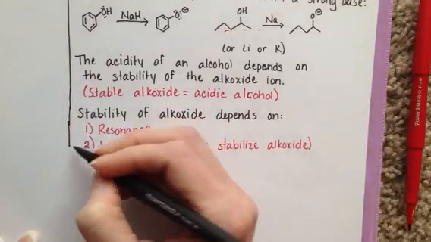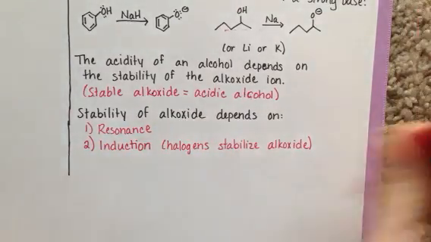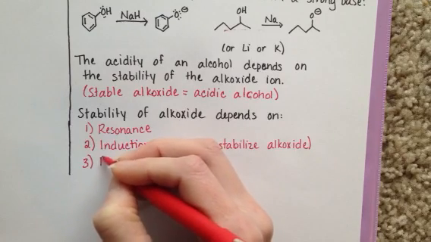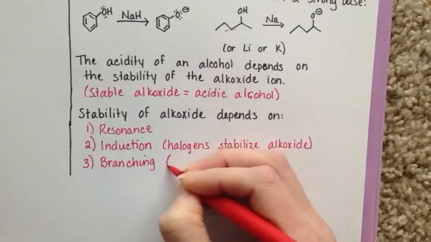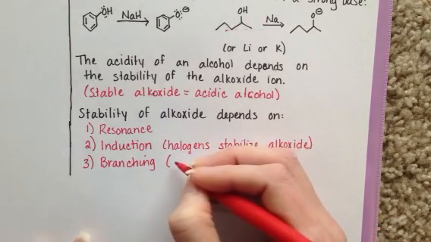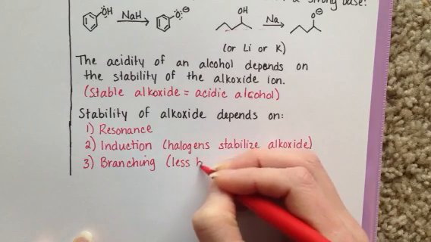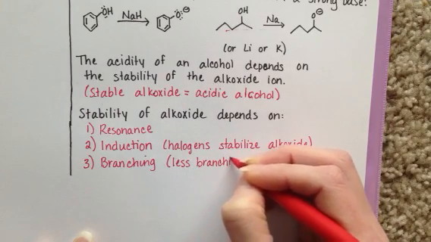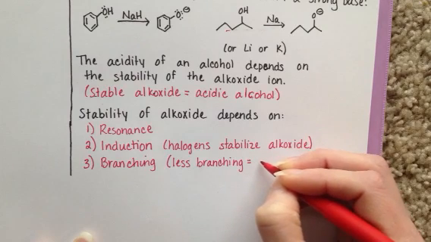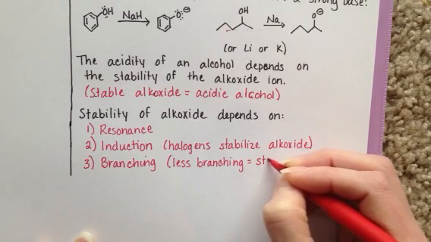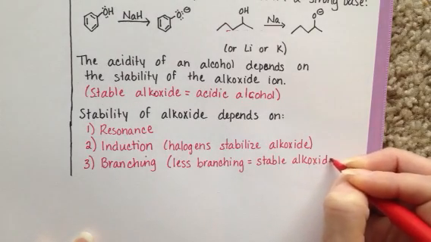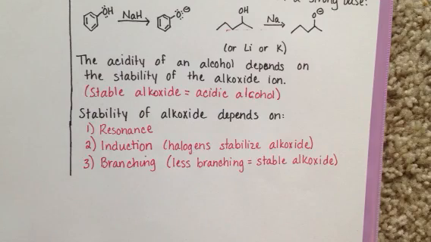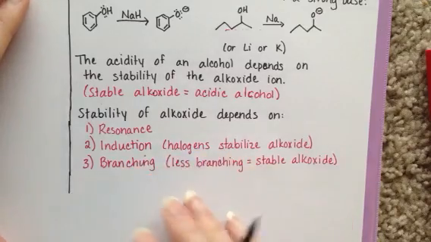And if you don't have induction as a factor, then you're going to look at branching of the carbon chain. And the less branched your carbon chain is, the more stable the alkoxide is. And if you don't have any of those three factors to rely on, then you're going to need to look it up in a book. Look up a pKa. Because these are the three factors that we use for qualitative stuff.